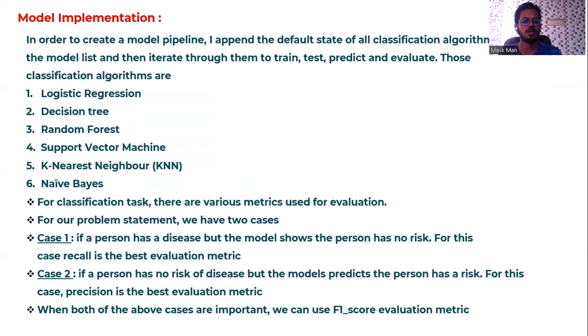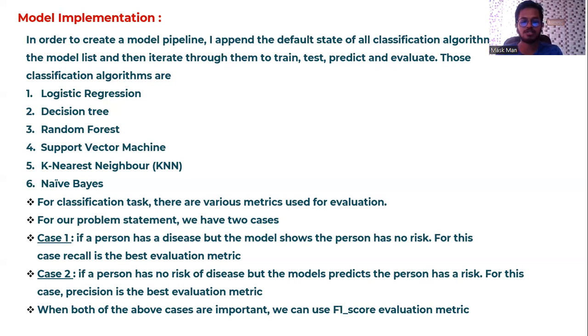And for the classification task, there are various metrics used for evaluation, because we have to choose the correct metrics for our problem statement. For our problem statement, we have two cases. Case one is if a person has a disease, has a risk, but the model shows no risk. If you want to focus on this, we have to use recall. So recall is the best metric for this case.